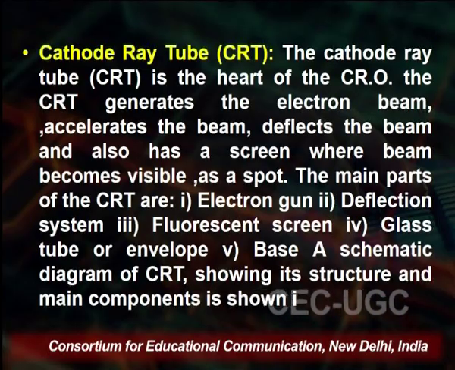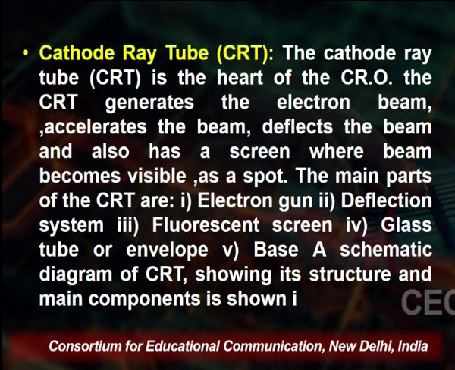Now, what is this CRO and how does it work, how many parts does it have, how many parts can we define in the CRT and how do we assemble them, how does it work, and how many types of cathode ray tube are there. We will discuss this further. So, first the cathode ray tube. This cathode ray tube is the heart of the CRO.